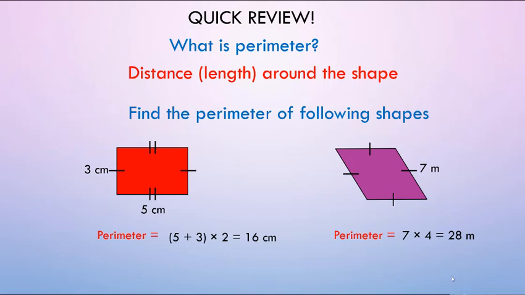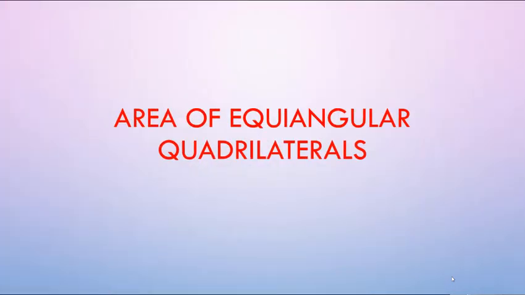Alright, now let's learn the second important concept for the shapes, area. And today we will learn area of equiangular quadrilaterals. In the next video, we will learn the area of other types of quadrilaterals. So do you remember what quadrilaterals are equiangular? That's right, the quadrilaterals that have all four angles equal. And it's only two types, square and rectangle.